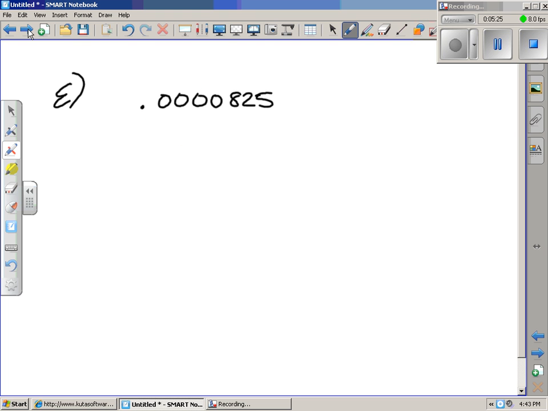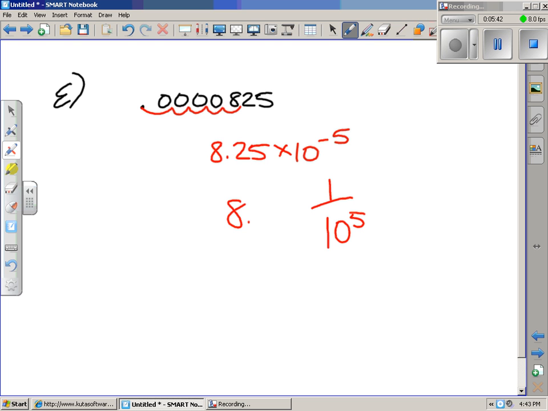And then E, we move the decimal 1, 2, 3, 4, 5 times. And this is times 10 to the negative fifth, which, knowing your exponent rules, you know that 10 to the negative fifth is the same as writing 1 over 10 to the fifth. So it's like saying 8.25 divided by 10 to the fifth power. Or you could say multiplied by 1 over 10 to the fifth. Let me write it the other way that I said it.